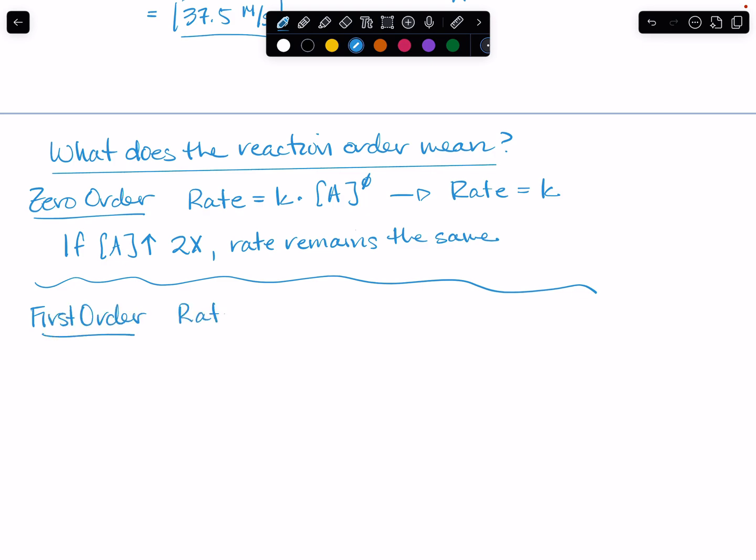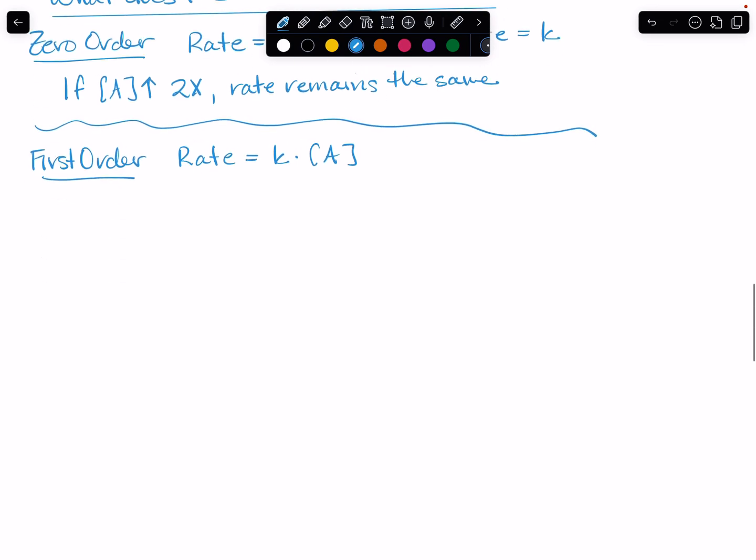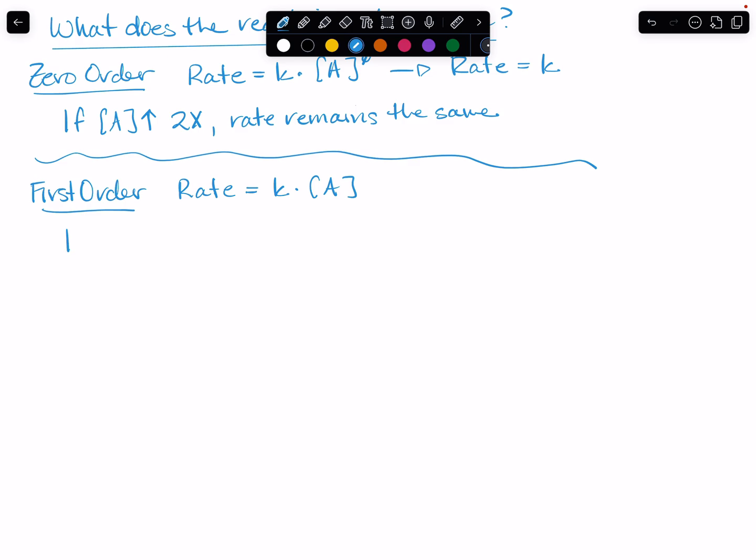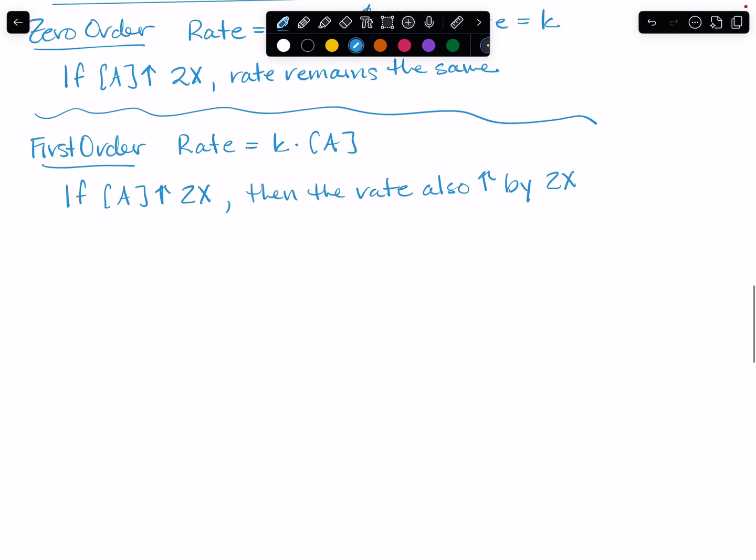All right, here the rate would be equal to K times the concentration of a reactant raised to the first power. So in this case, if the concentration of A increases by a factor of 2, then the rate also increases by a factor of 2. You can think of it as whatever happens to A is going to happen to the rate, because it's raised to the power of 1.